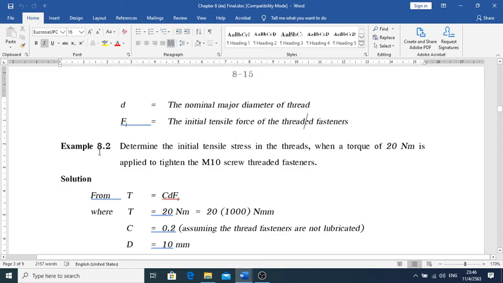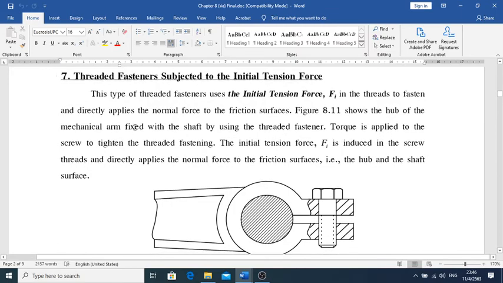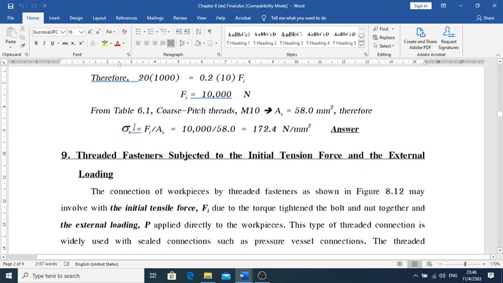Example 8.2 is an example of this one. Okay, at 7 then. You may have a look at it by yourself.